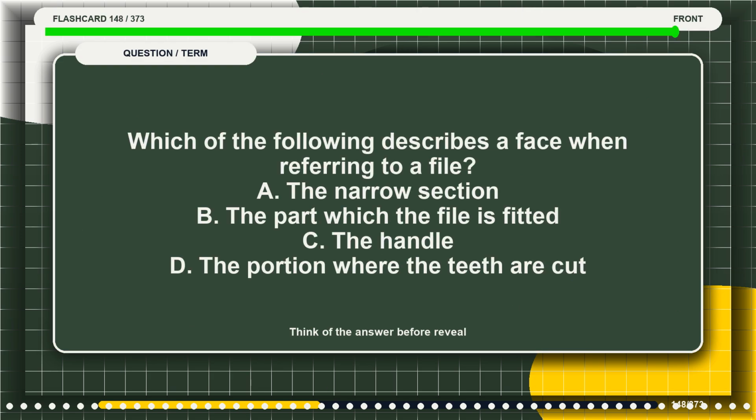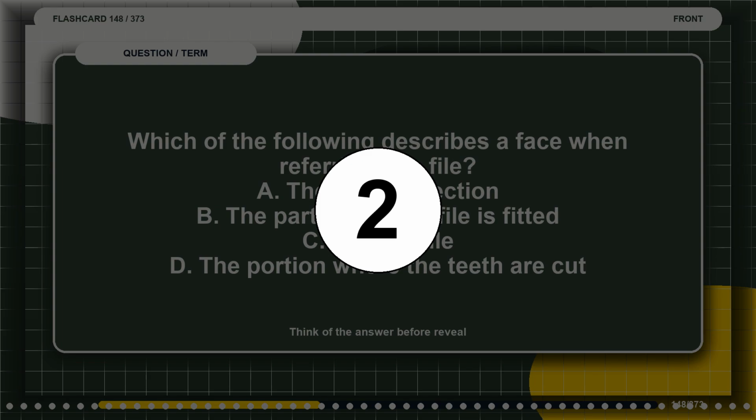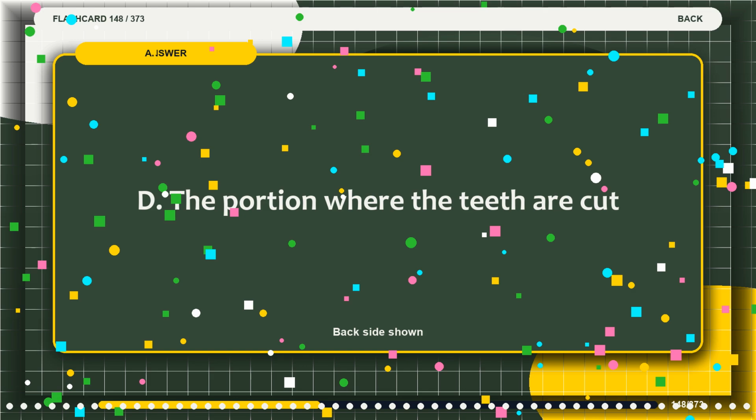Flashcard 148. Which of the following describes a face when referring to a file? A. The narrow section. B. The part which the file is fitted. C. The handle. D. The portion where the teeth are cut. Think of the answer before the reveal. The answer is D. The portion where the teeth are cut.